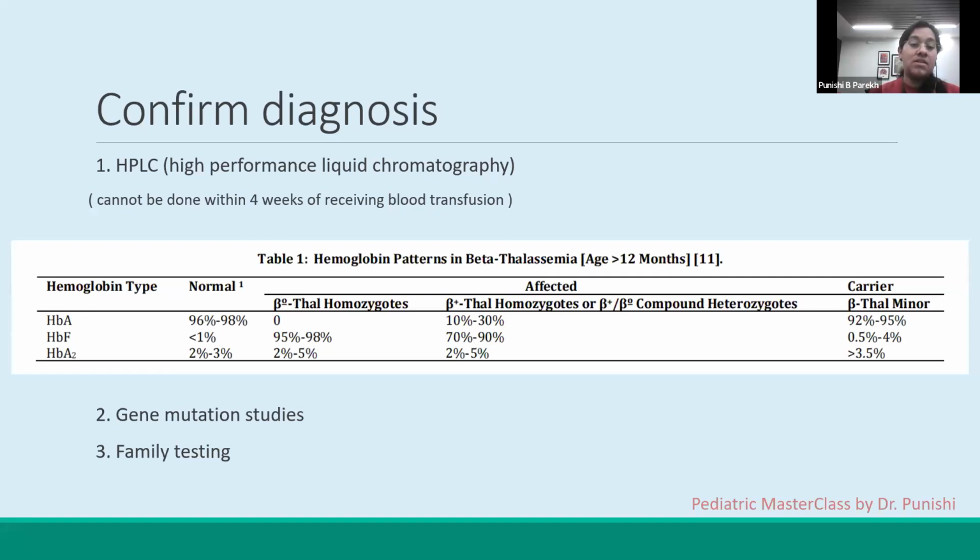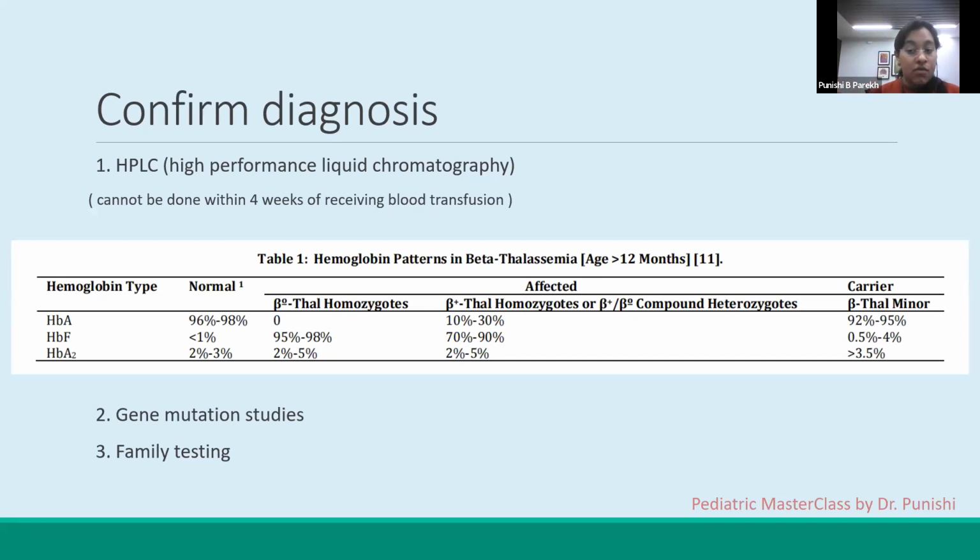Now, very important to remember that HPLC cannot be performed within 4 to 6 weeks of receiving blood transfusion. Okay, so let's say you've got this patient who received blood transfusion somewhere in an outside hospital and has then been referred to you with this history. So you will not be able to send an HPLC report because the child has received transfusion outside. You'll get a false report if it's done within 4 to 6 weeks of receiving a blood transfusion. So in that condition, what do you do?